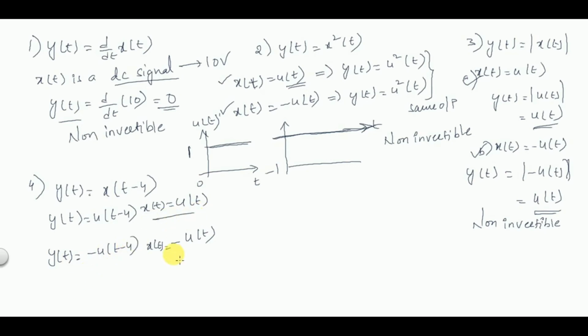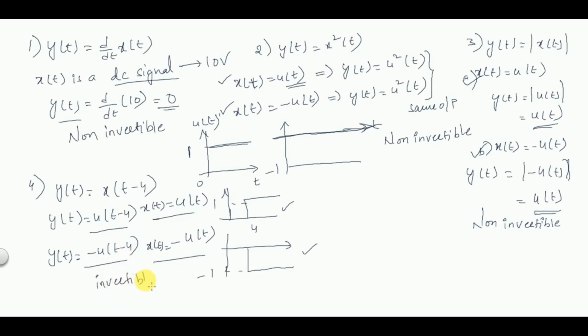Okay, so for different inputs you are getting different outputs. Yes or no? So how will u of t minus 4 look? It starts from 4 and its amplitude is 1 from 4 to infinity. And how will minus u of t minus 4 look? It starts from 4 and ends at infinity, but its amplitude is minus 1. So both are different. Different inputs lead to different outputs. Therefore it is an invertible system.